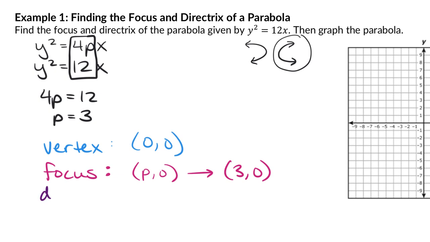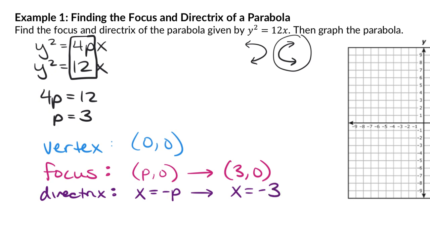For the directrix, the formula for a side-to-side parabola is going to be x equal to some number. And that number is negative p, which means for us, x is going to be equal to negative 3, and that's our directrix.